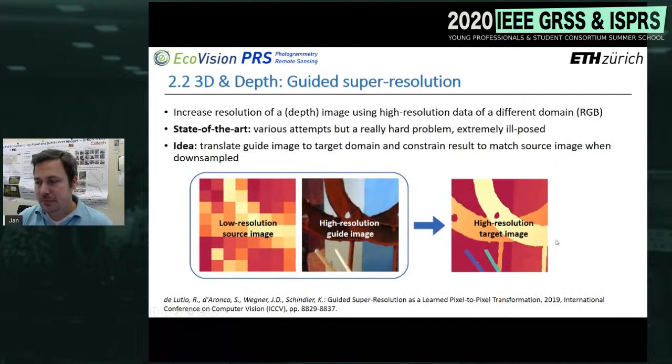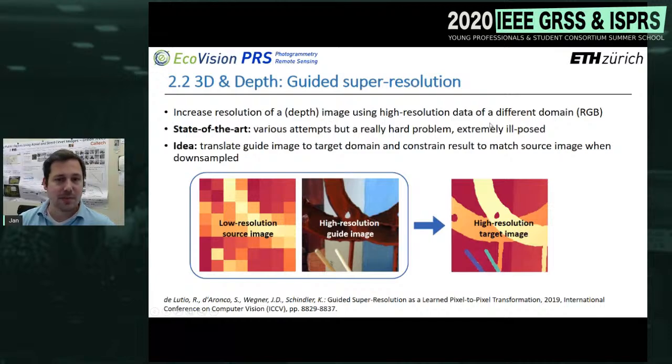All right, so second topic on depth data. This is work on guided super resolution, and the idea is that we want to increase the resolution of a depth image, a low resolution source image that is, for example, captured with a depth sensor in a smartphone or a Kinect sensor, using the high resolution data captured with an RGB camera on the same sensor. So we want to get a much more high resolution depth image. This is our target, given a very low resolution depth source plus a high resolution RGB image.